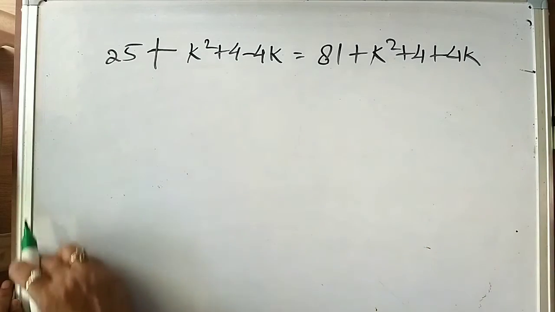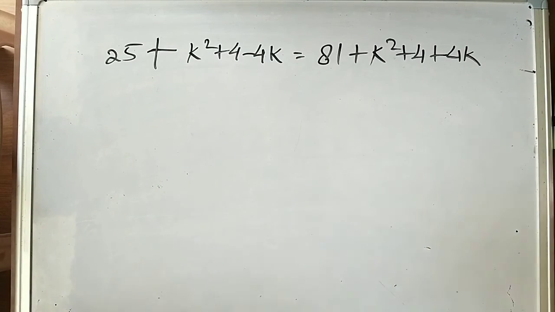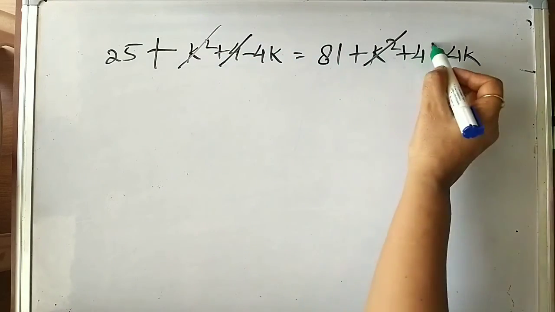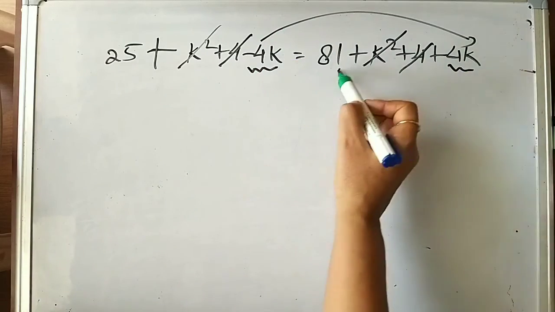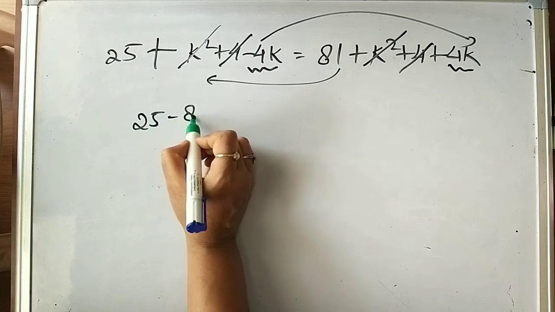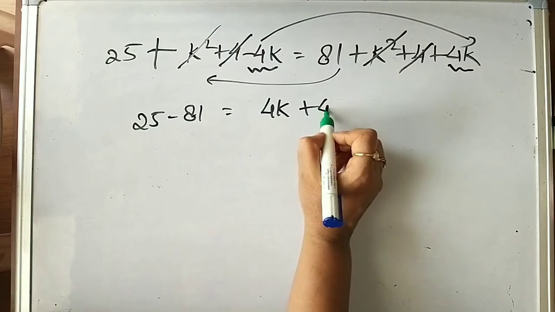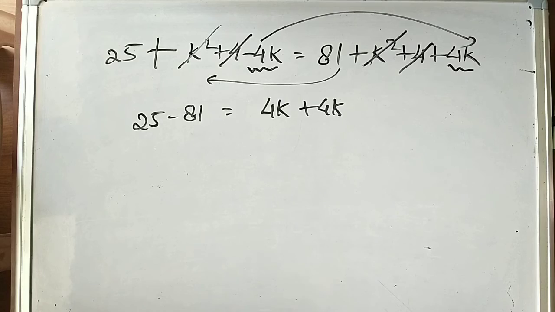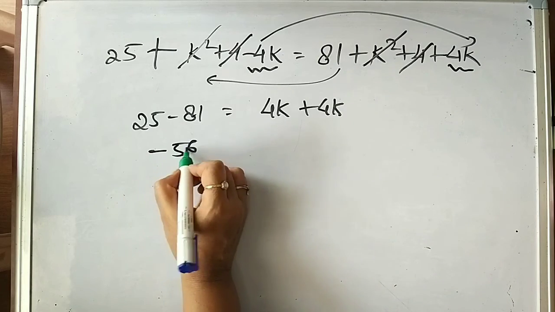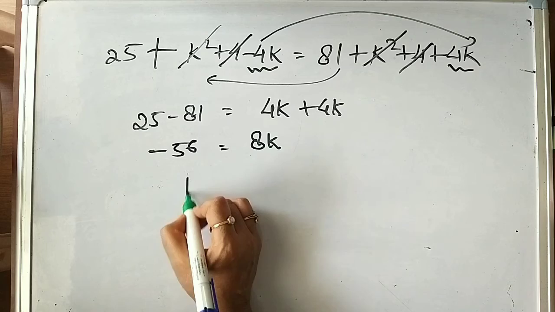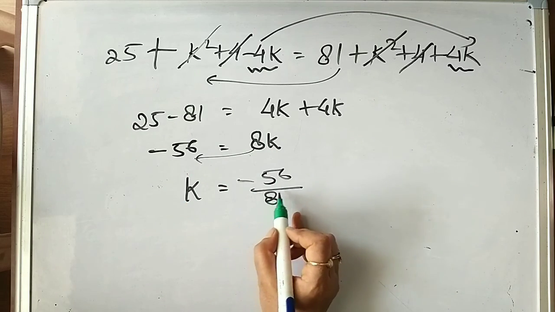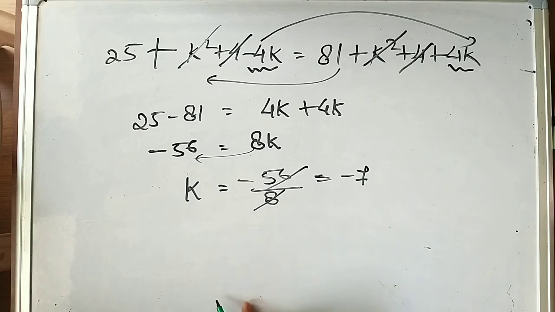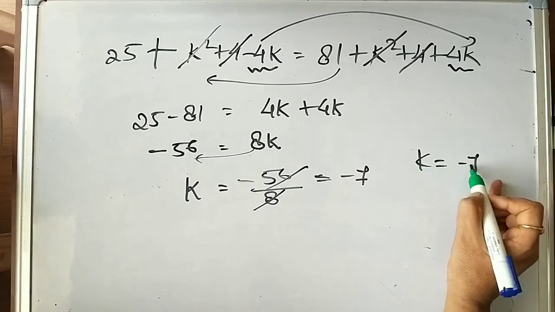Now let's try to simplify. So k square is cancelling. This 4 is cancelling. This is minus 4k and plus 4k. So let me take them to this side and this side. So 25 minus 81 is 4k plus 4k, which is minus 56 equal to 8k. So what is k guys? This k will go down. Minus 56 by 8 is minus 7. So my k is minus 7.